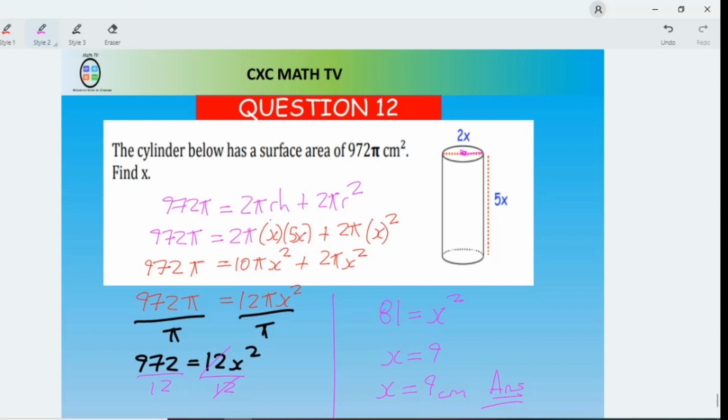Easy, easy, easy. And that's all you need to know when it comes down to finding total surface area for cube, cuboid, and cylinders. We'll definitely make another video on spheres and prisms.